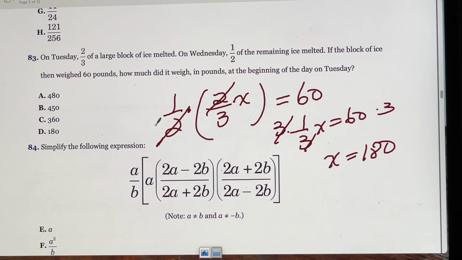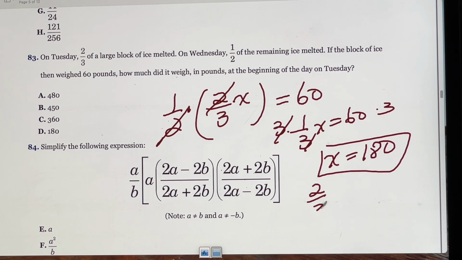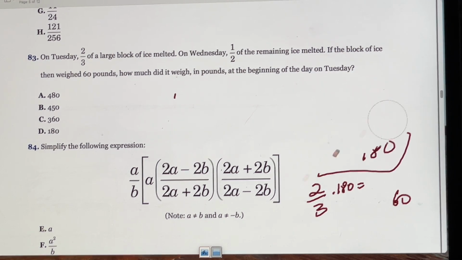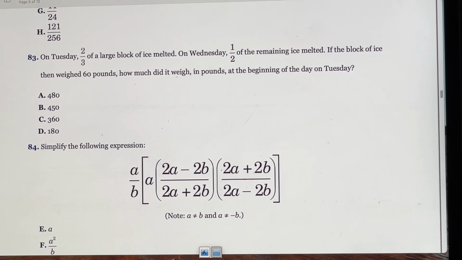Hang on a second, something's not right. If I take half of, hang on, so I got 180. Let's see if that works. If I take 2/3 of 180, I get 60 left. No, that 180 is not correct. So what am I doing here? Ignore what I just said.